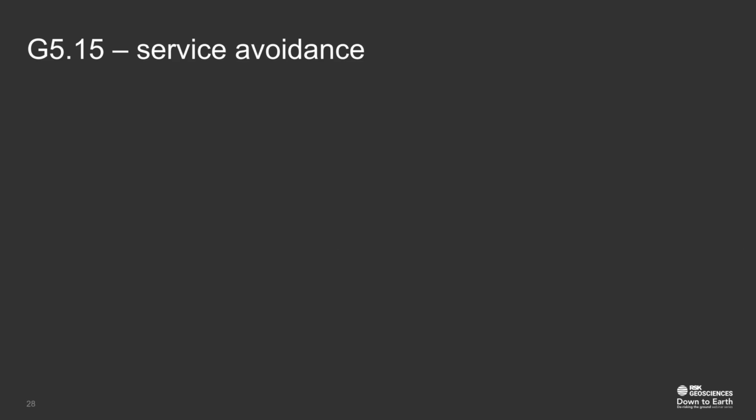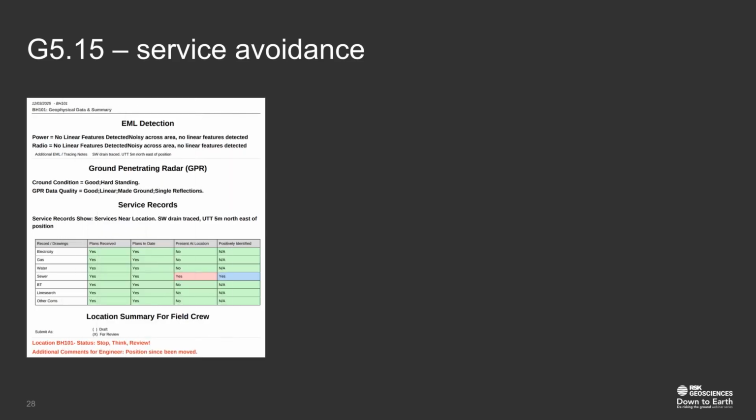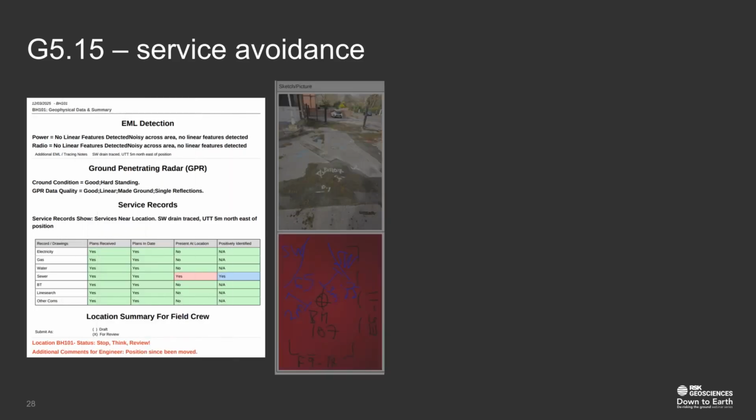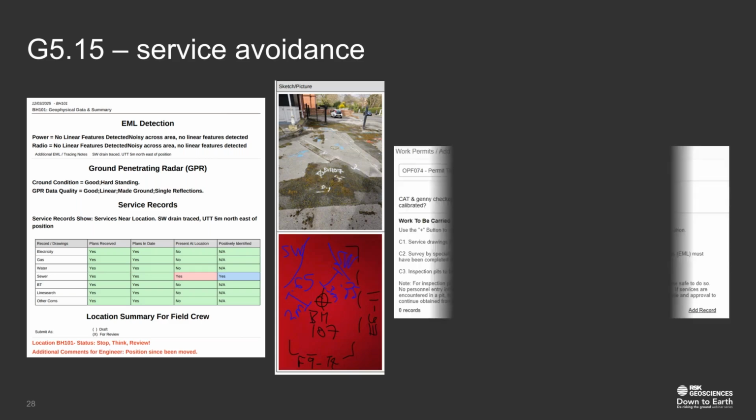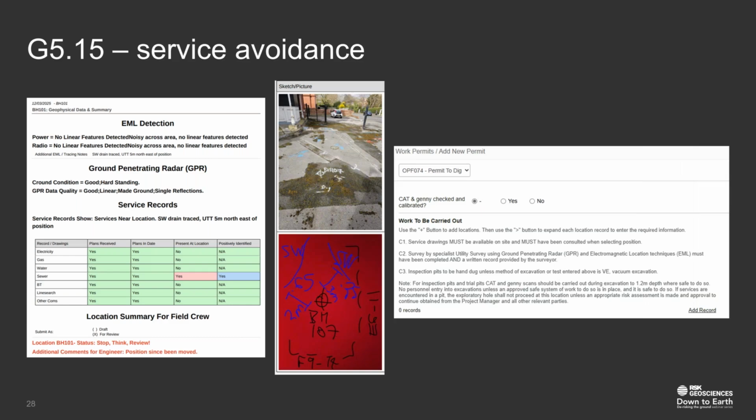Following that G5.15 guidance, the immediate information that's required for service avoidance for the purposes of site investigation is available. So we produce a form on our field tablets, which reduces the need for paper, where any information required, photo evidence and a sketch is produced that accurately represents what was detected and shown on the surface. This is then presented and emailed directly to the lead SI engineer on site, which forms a part of the permit to dig system.